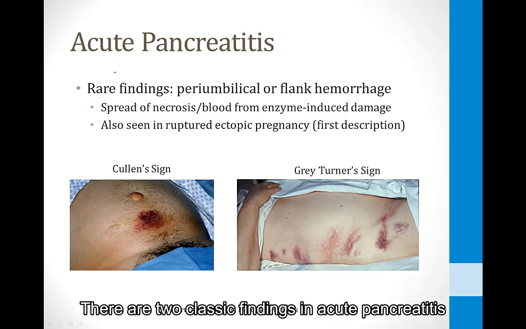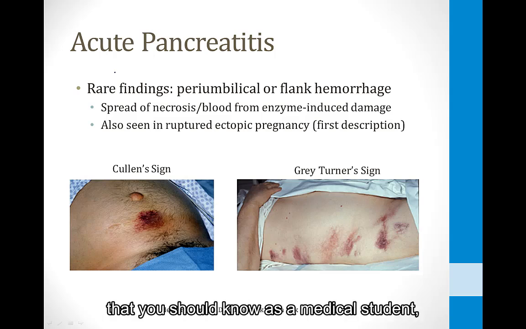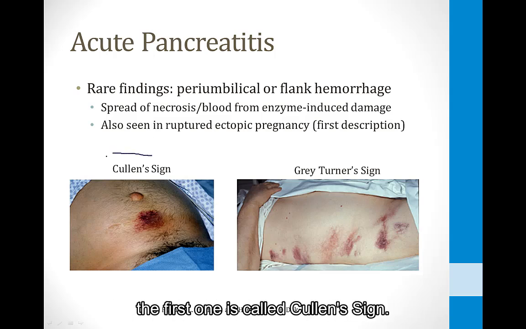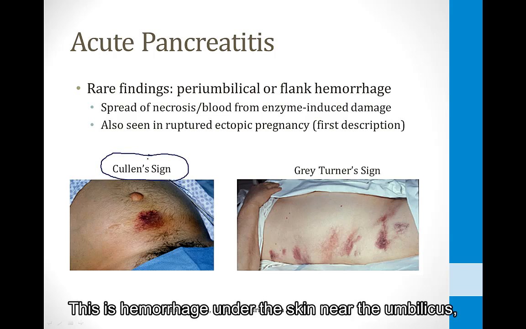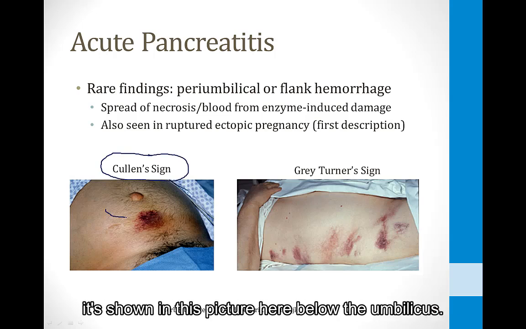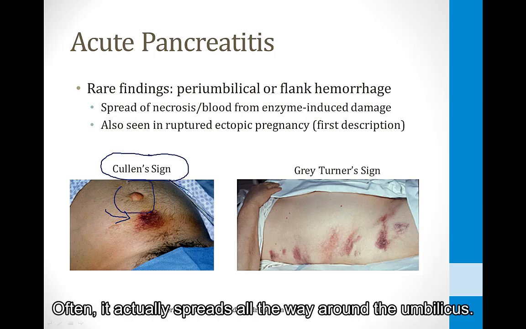There are two classic findings in acute pancreatitis that you should know as a medical student. The first one is called Cullen sign. This is hemorrhage under the skin near the umbilicus. It's shown in this picture here below the umbilicus. Often it actually spreads all the way around the umbilicus.